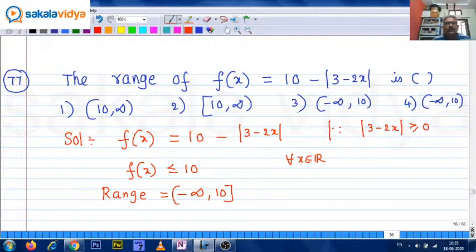That means this is the third option. I need to change it. Right. The third option is the right option.